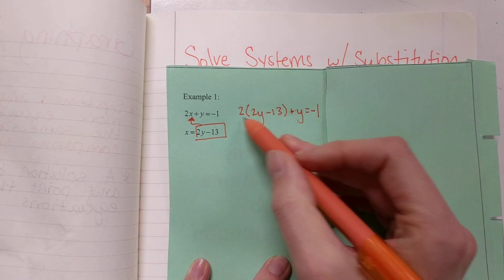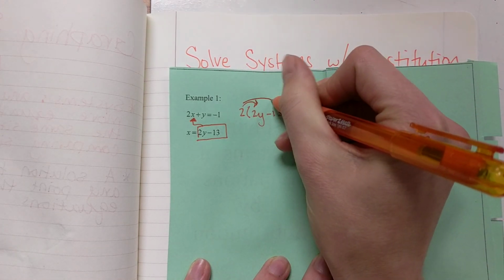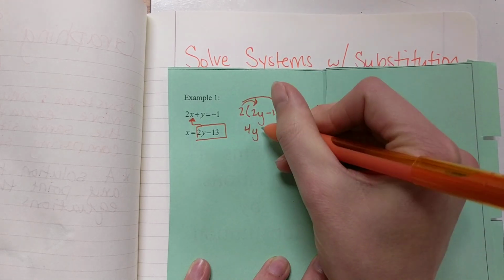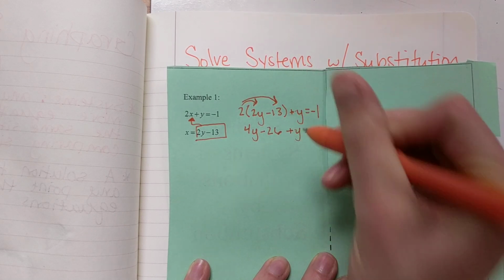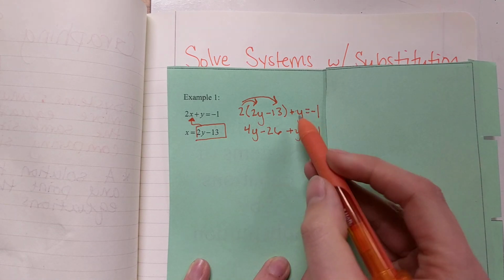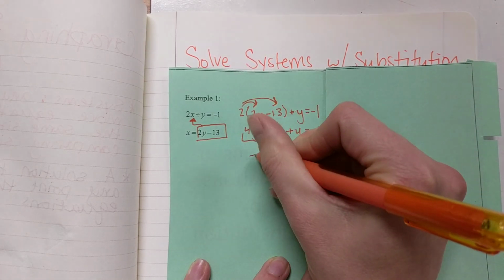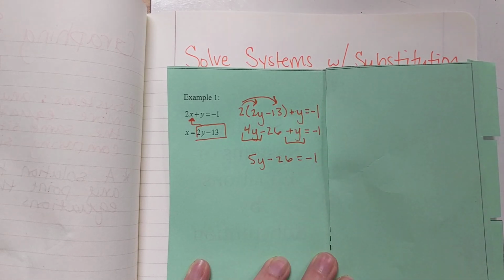So now I have an equation that only has one variable, the y, so I can solve this to figure out what y equals. So first thing is to distribute. So 2 times 2 is 4, 2 times 13 is 26, and then the plus y on the outside comes down and then equals negative 1. Now I'm going to combine like terms. So 4y and y together make 5y, and then the minus 26 equals negative 1.